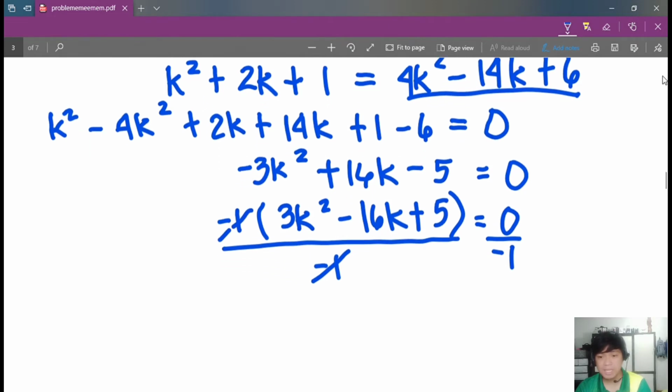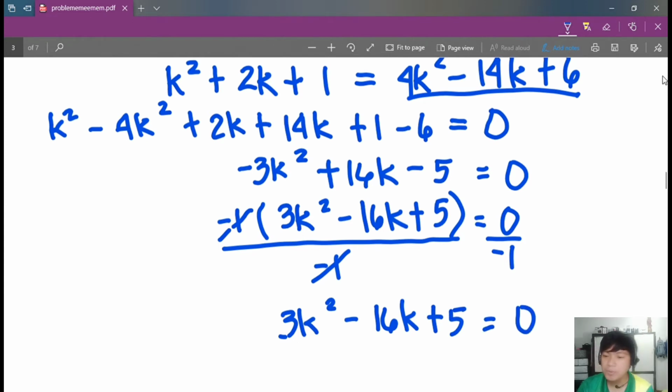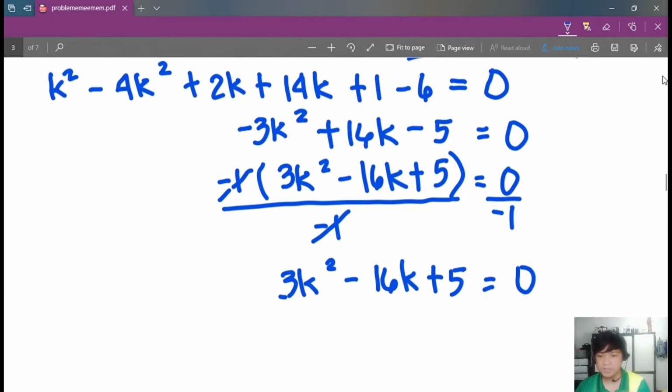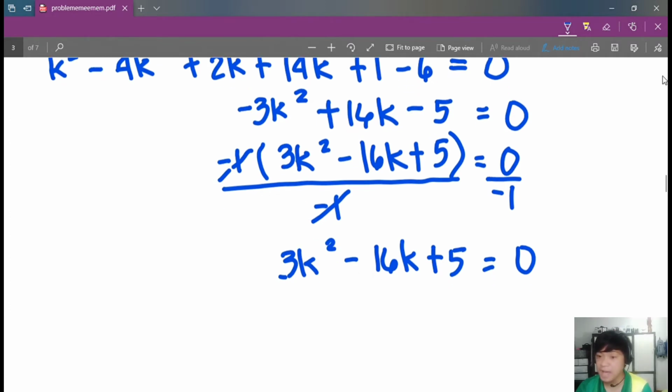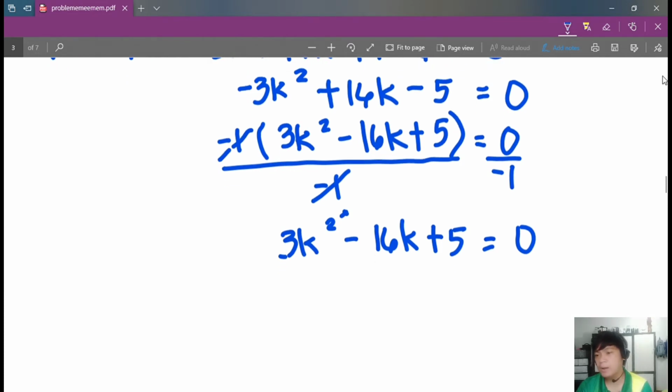So, we have 3k squared minus 16k plus 5 is equal to 0. So we are now ready to find the values of k. Actually, values of k. Bakit values? Because of the square here. Ibig sabihin, dalawa yung value ng k natin. So this one, there are many ways on how to find the roots in a quadratic equation. One of the simplest is you are going to factor.